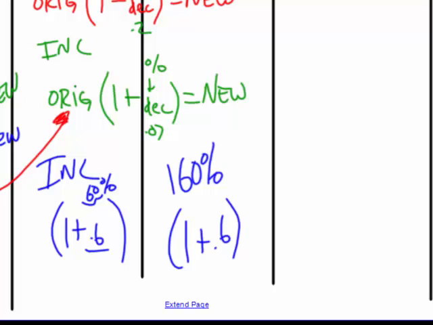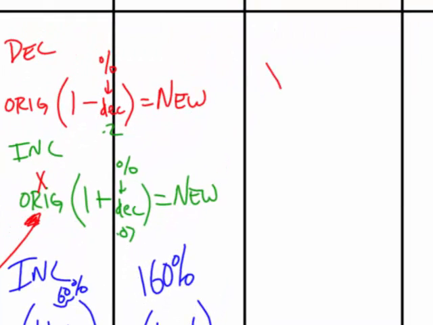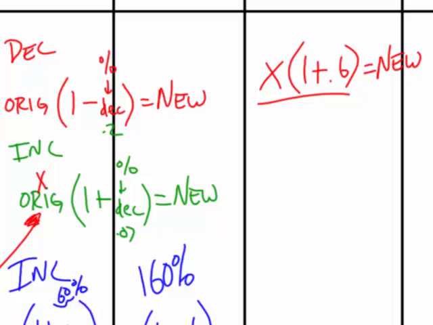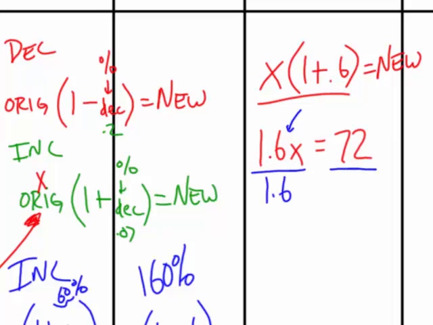Well, since I don't know it, I'm going to give it a variable. I'm just going to call it x. So the original we don't know, we're going to call it x. So I'm going to say x times 1 plus 0.6 equals our new amount. Well, do I know the new amount? Sure. Okay, so let me simplify this left side. 1 plus 0.6 is 1.6, and we're still taking it times x, equals the new amount, which is 72. So how could I solve for x here? Yeah, we're multiplying, so what's the inverse of multiplying? Divide. Whatever I do to one side, I do to the other.